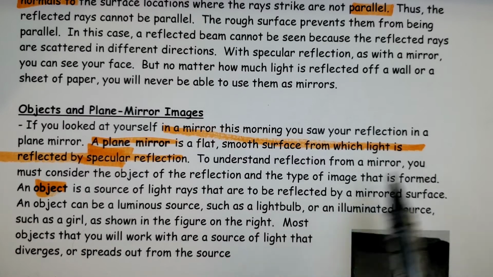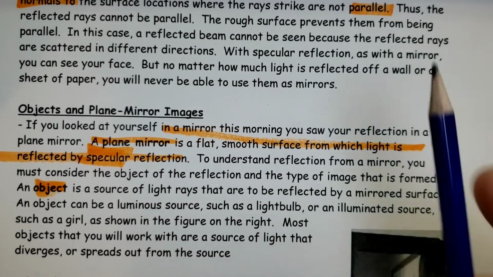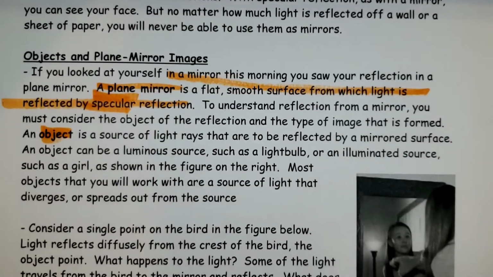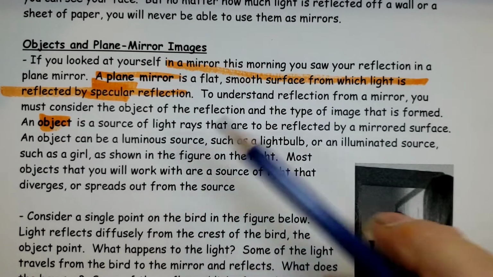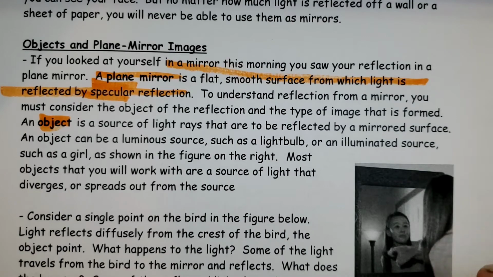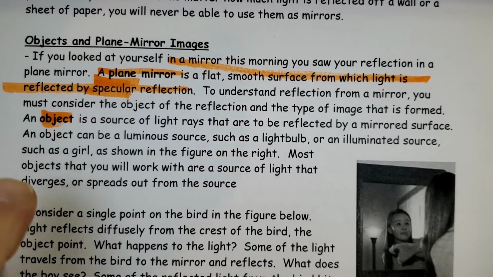Most objects that you will work with are a source of light that diverges or spreads out from the source. Consider a single point on a bird in the figure on the next page. Light reflects diffusely from the crest of the bird, the object point. What happens to the light? Some of the light travels from the bird to the mirror and reflects. What does the guy see?